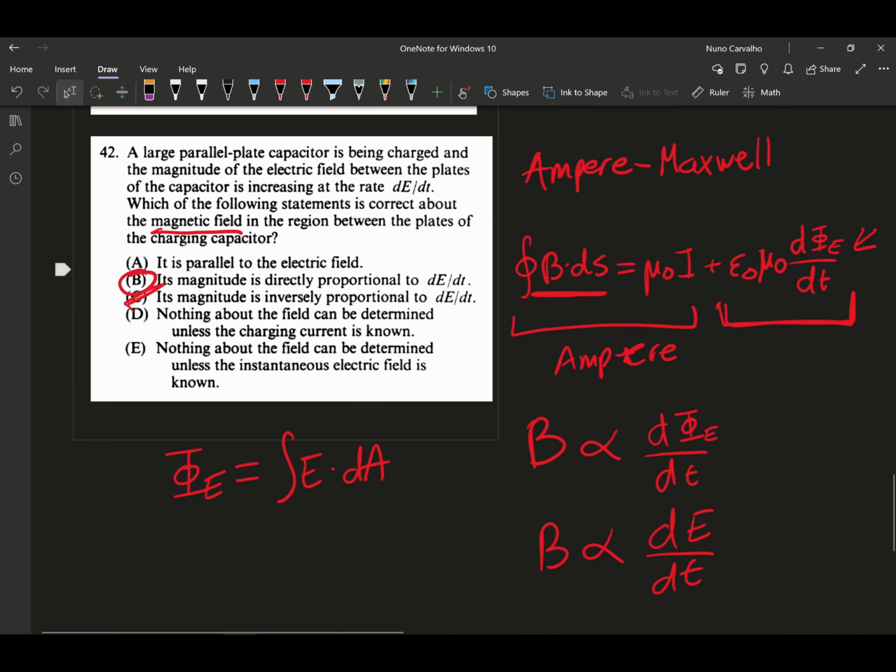For example, A, it is parallel to the electric field. That's not true. Magnetic fields are generally radial, so you can sort of ignore that. And then the other answer choices are saying that nothing about the field can really be determined. That's not true. We've just been able to determine that its magnitude is directly proportional to dE over dt.